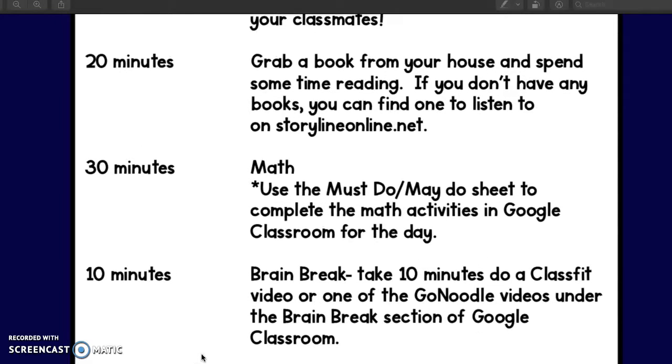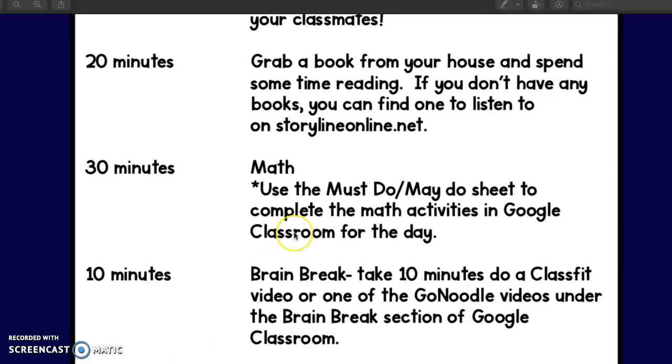For the next 20 minutes, they're just going to have time to read. Whether they're reading a book that they have on hand, again, now we don't have access to these gigantic classroom libraries or libraries in our school or our public libraries right now, so maybe you're reading online somewhere, or they can listen to a story online at storylineonline.net.